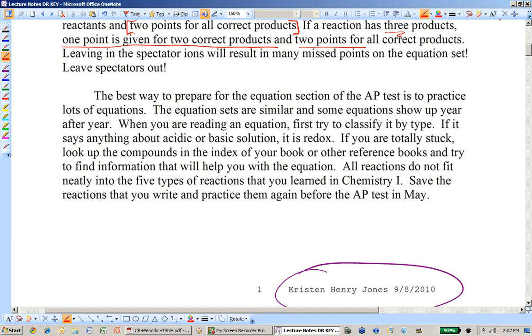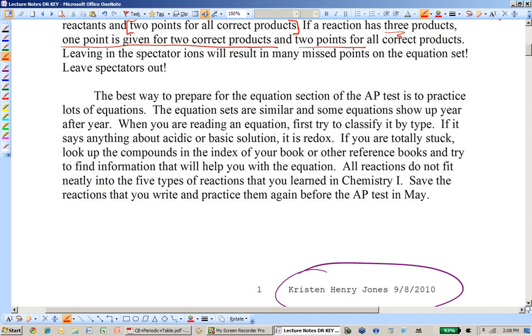The equation sets are kind of similar, and some equations show up year after year, and you'll get to see that when you start seeing all these repeats. But there are patterns, and I want you to be looking for patterns. I want you to be a bit smart and lazy. And people who are smart and lazy embrace patterns and can apply the patterns across a lot of different details, shall we say.